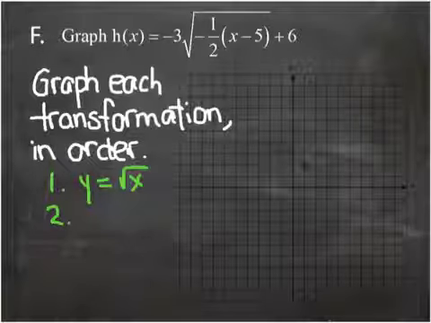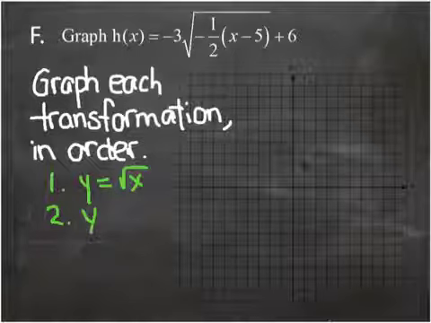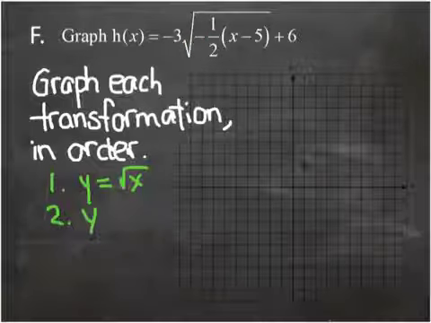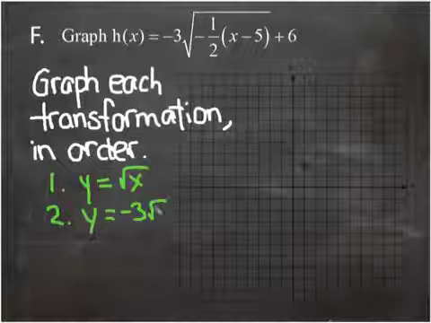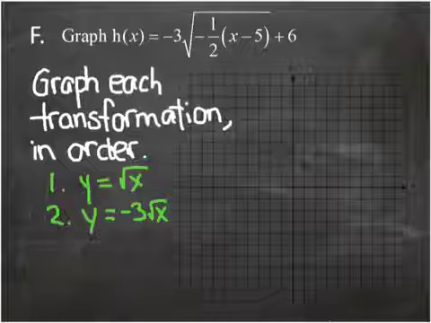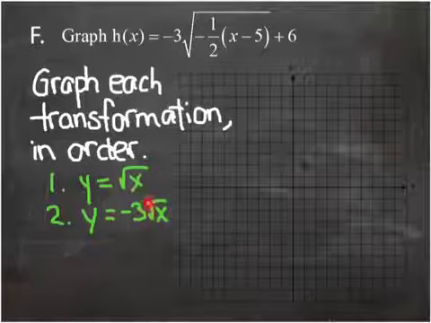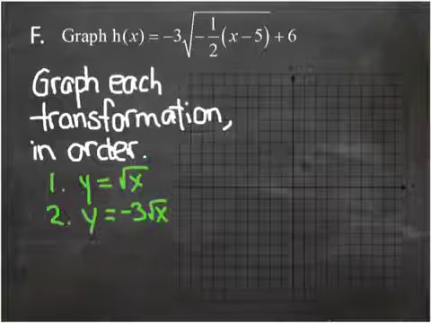Next part would be to take the parent function, and you could do the a and k together. A and k can be done at the same time, or you can do them one at a time. If you're going to do them one at a time, you can do either one, doesn't matter. Maybe the easier one would be to start with the -3, the a value. So you would transform this function by applying the a value of -3. So you're going to have a reflection and a vertical stretch.